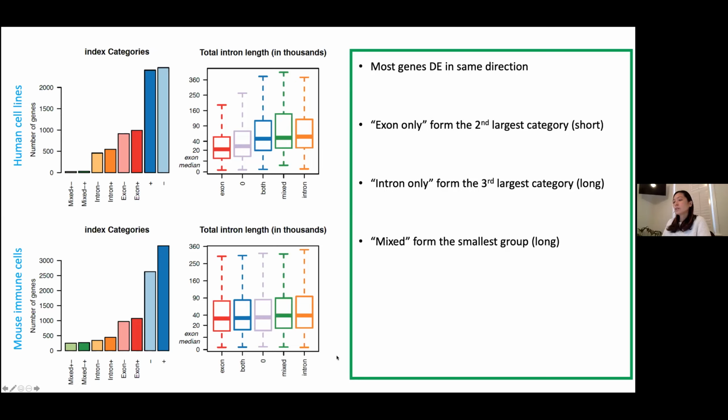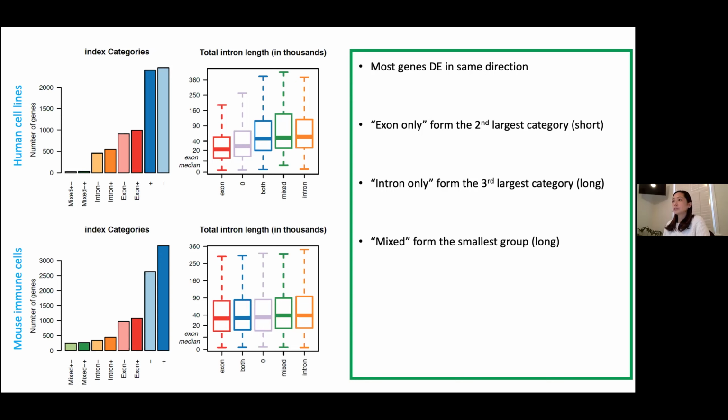So when we look at the box plots, it's not so obvious for the mouse immune cells, but a bit more obvious for the human cell lines. I've also summarized the total intron length of the genes that were placed in each of those groups, and then they're ordered by the median intron length.